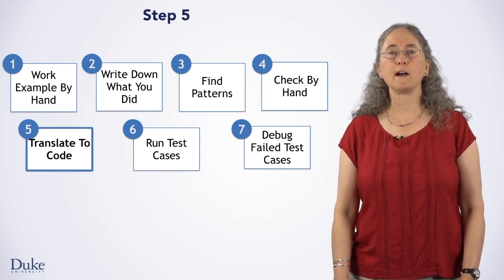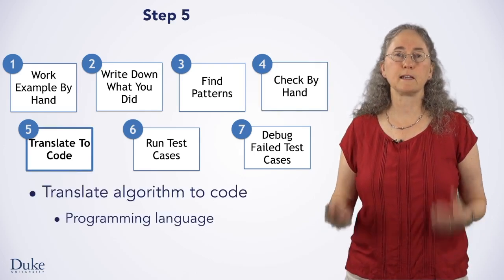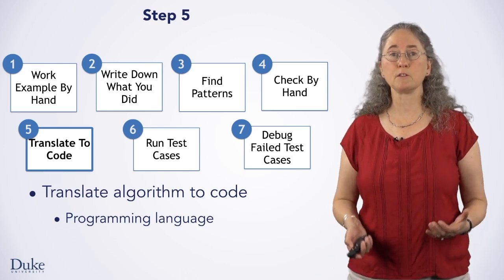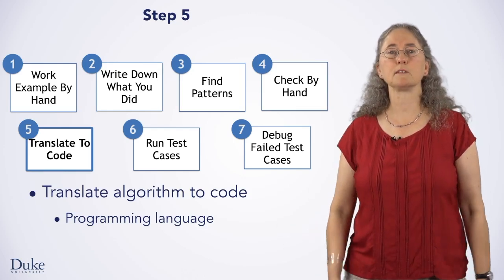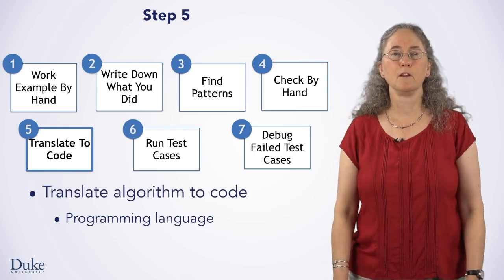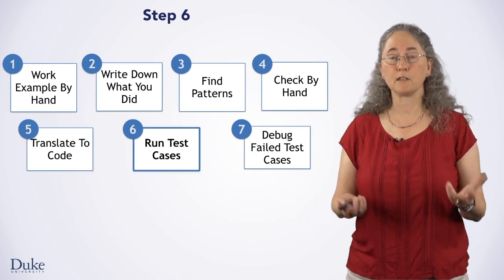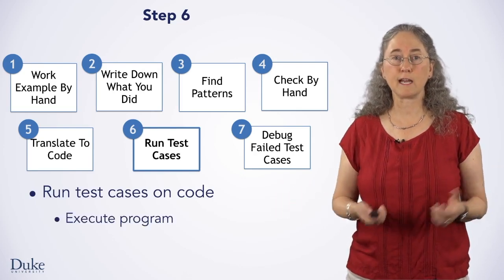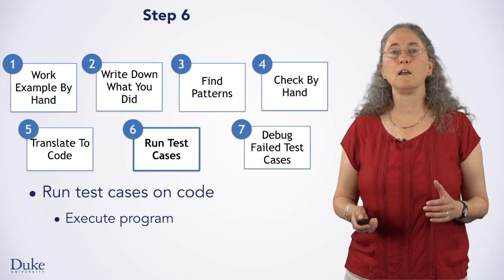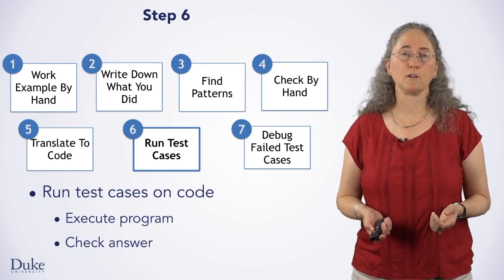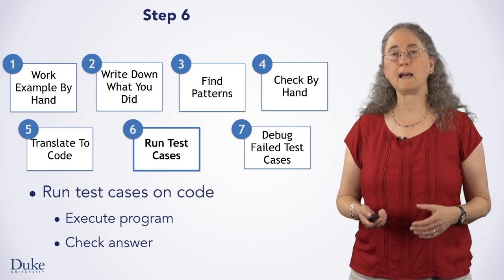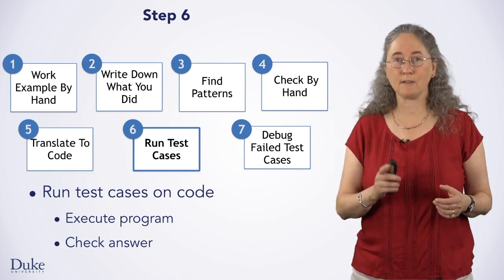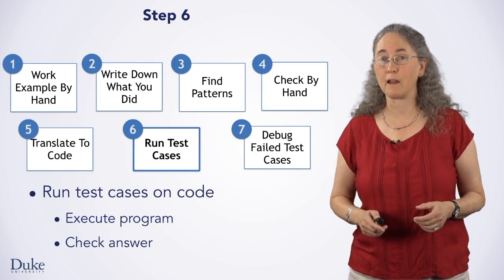Now that you have devised an algorithm to solve the problem, you're ready to translate that algorithm into code. This step is where the syntax of a specific programming language comes into play. You need to write down your steps in the syntax of that language. Once you've written your code, you want to be sure that it works correctly. So you run test cases on it. Running a test case involves executing the code on a particular input and checking if it produced the right answer. The more test cases your code passes, the more confident you can be that it is correct. However, no amount of testing can guarantee that the code is right.